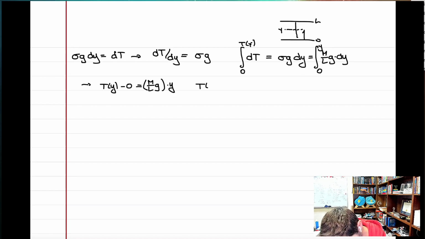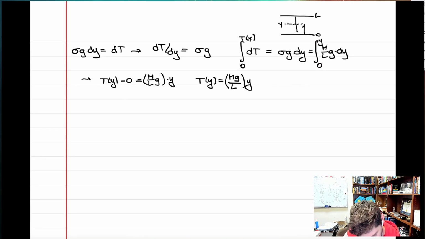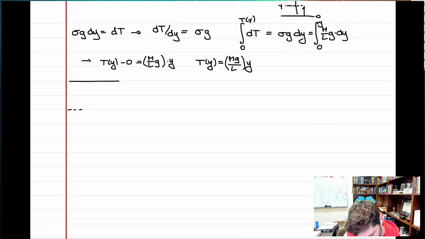So it looks like the tension at some point y, which I can plug in a continuum, is big M times g over big L times y. And indeed, when I plug in y equals 0, I get 0. When I plug in y equals capital L, I get the full M times g, as must be the case. So this is the case where we have done it for a continuum, a continuous rope. But we kind of worked backwards in that case. Let's do one where, if you wanted to start immediately with the continuum, how you might do that.